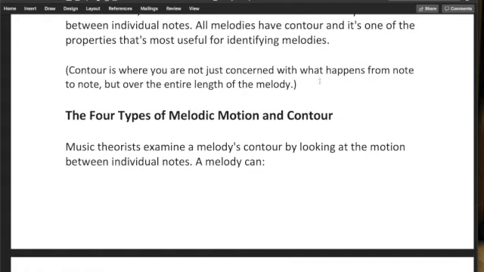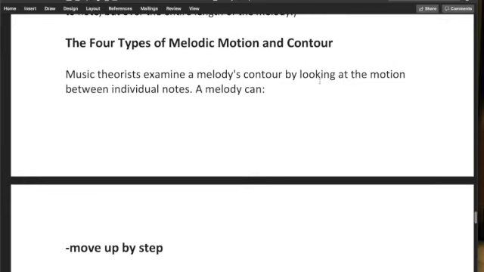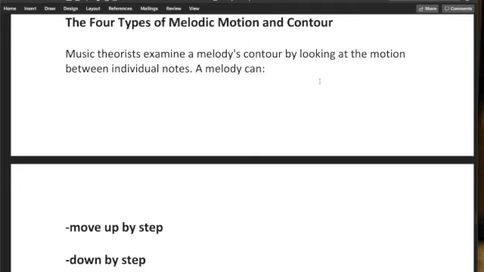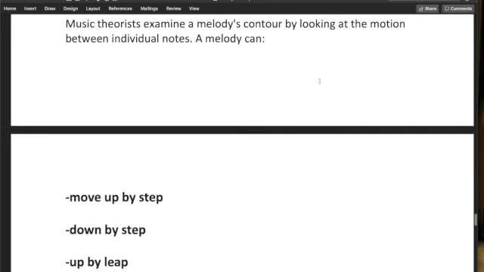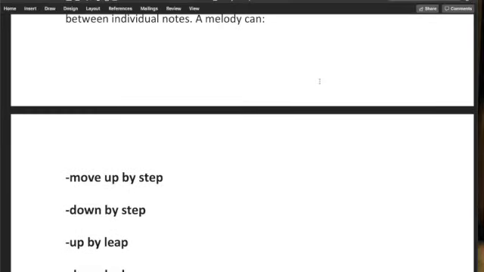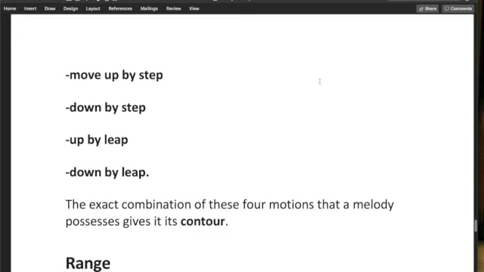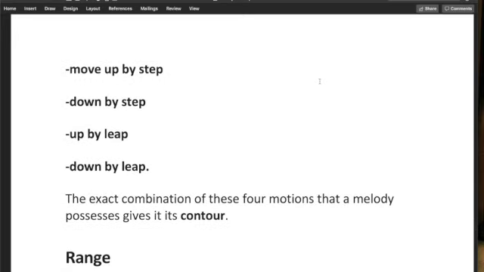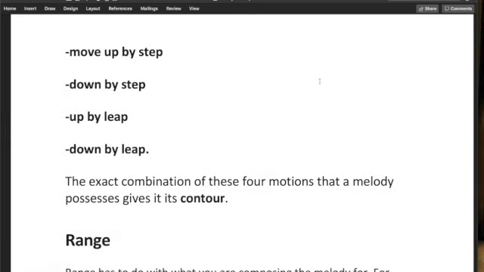Contour is where you're not just concerned with what happens from note to note, but over the entire length of the melody. The four types of melodic motion and contour. Theorists examine a melody's contour by looking at the motion between individual notes. A melody can move up by a step, and we just talked about that. It can move down by a step. It can move up by a leap. It can move down by a leap. All very simple concepts. The exact combination of these four motions that a melody possesses gives it its contour.